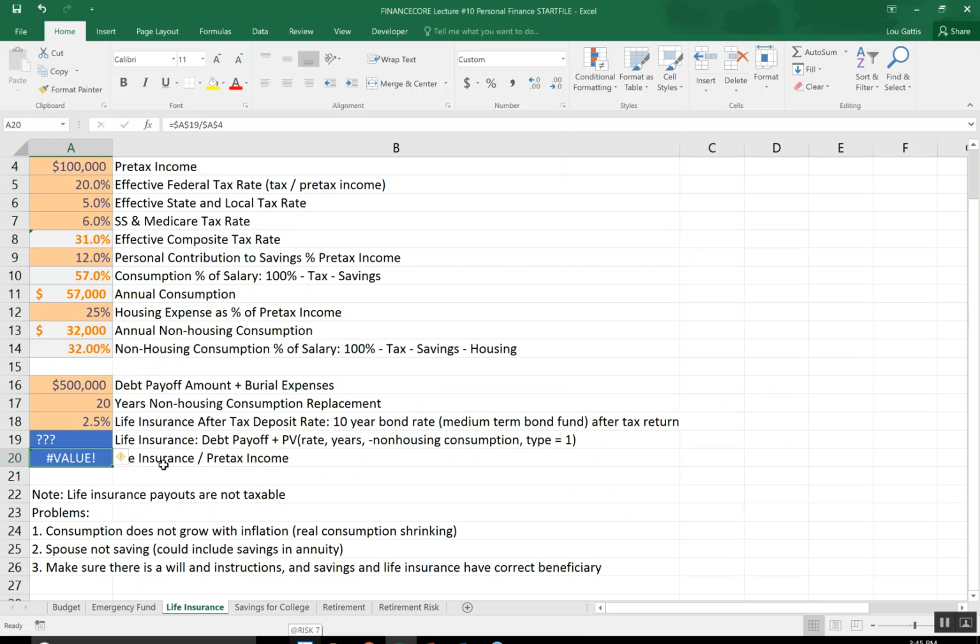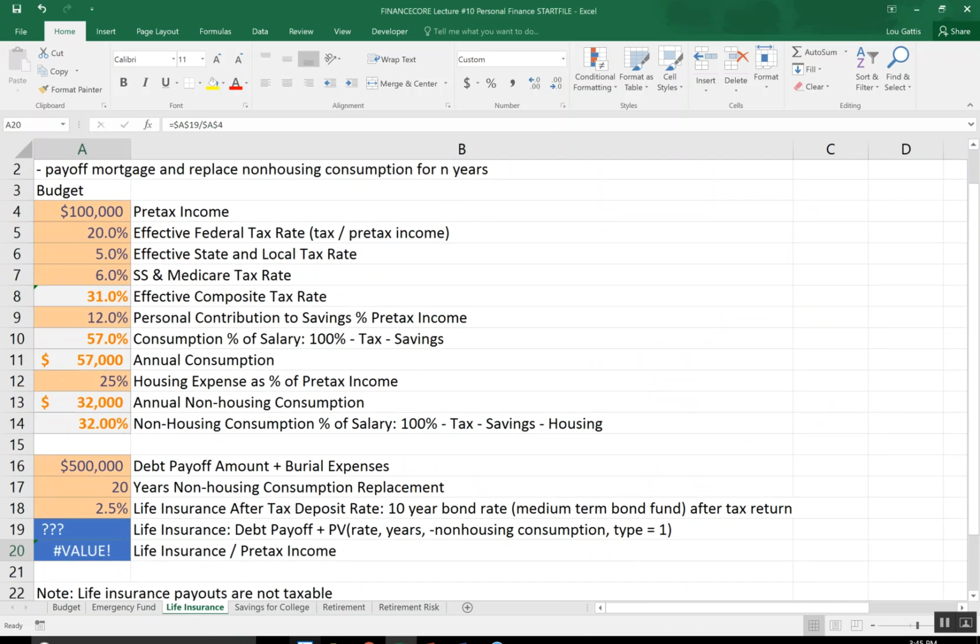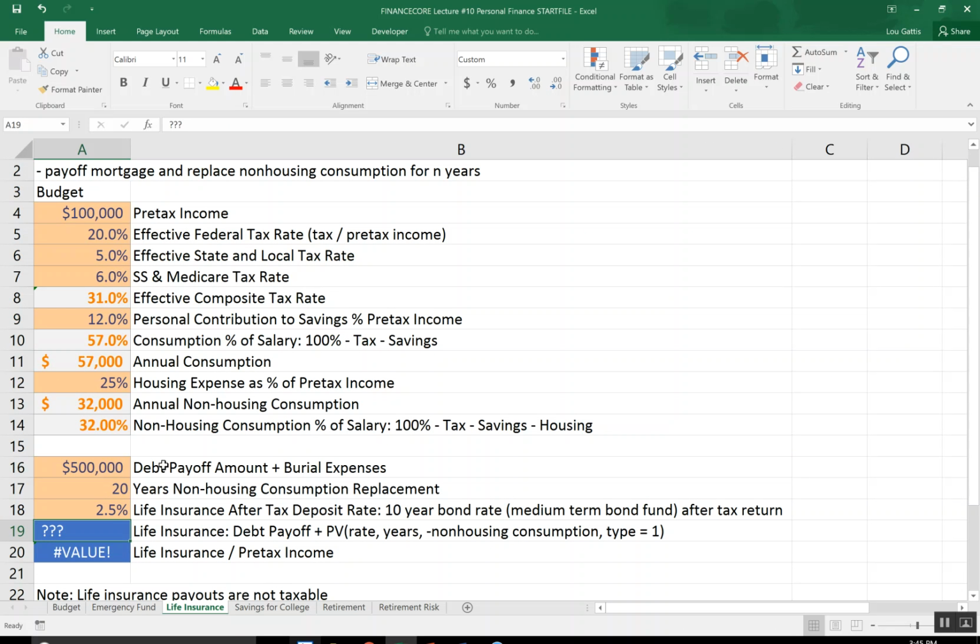One way of thinking about life insurance that many people use is they're going to pay off the mortgage and replace some amount of years of income, maybe as the spouse raises the child. So initially I want to at least pay off maybe a $500,000 mortgage. So you want to have at least $500,000 so the house is paid off. Now let me change the color of this so we can see the formula a little bit better.